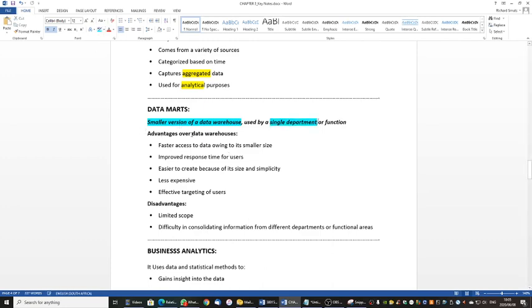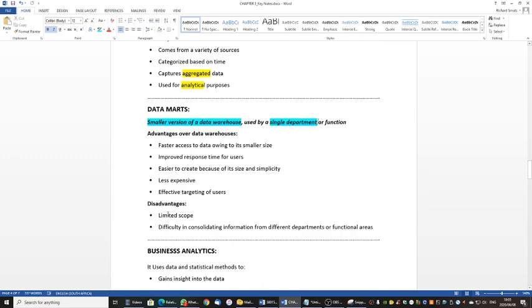It does have certain advantages over data warehouses. It has faster access because it's smaller. It has an improved response time for users. It's easier to create. It's less expensive. And it's effective for targeting a smaller area of information.